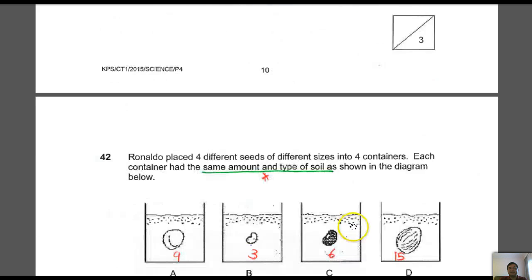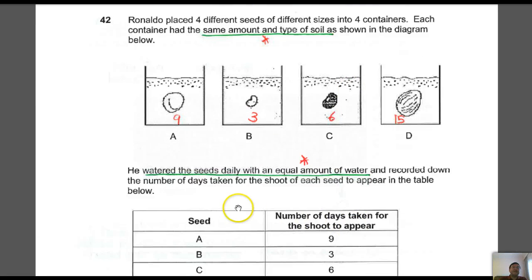Next, there are 4 different seeds. Can you see different types of seeds? Now they are of different sizes also. Each container has the same amount and type of soil. So to have a fair test, the container is the same size, and the soil is the same quality and same amount. The other thing you need to watch out for is that the seeds will be watered daily with an equal amount of water. So the fair test is there. Only the things that are not the same are the sizes and the different types of seeds.